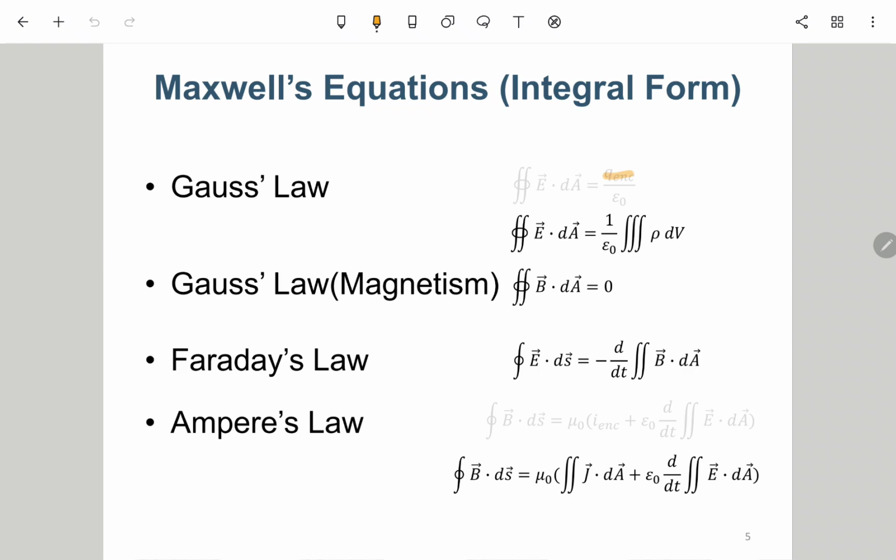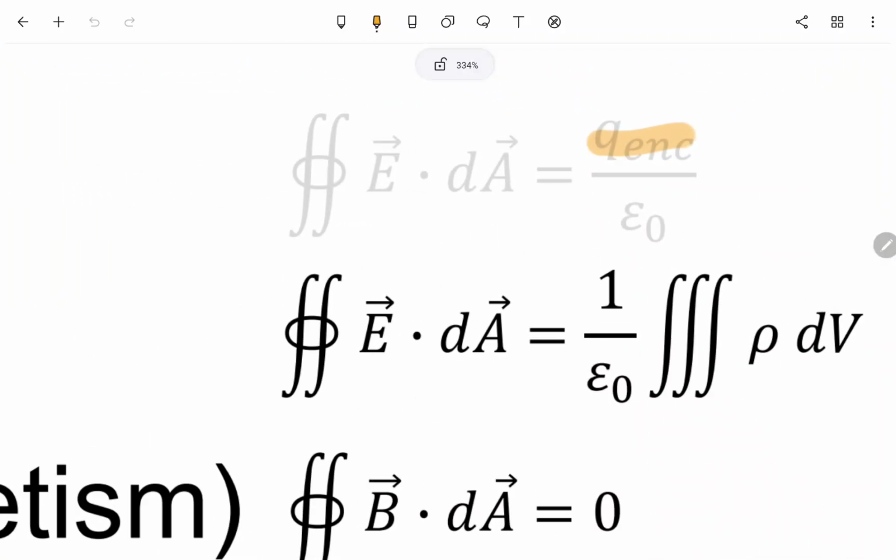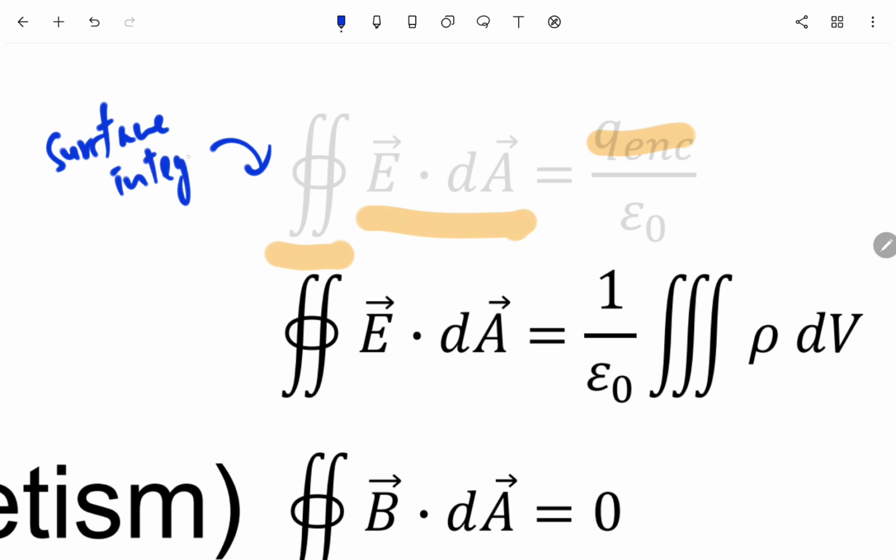So for the Gauss law, this one is a surface integral. We should use two integral signs to indicate that this is a double integral. So this is a surface integral, or double integral. We need to use two integration signs to specify that. This is an area, in two dimensions.